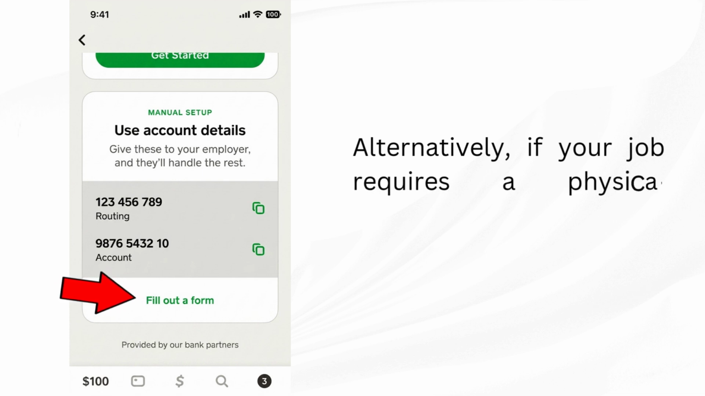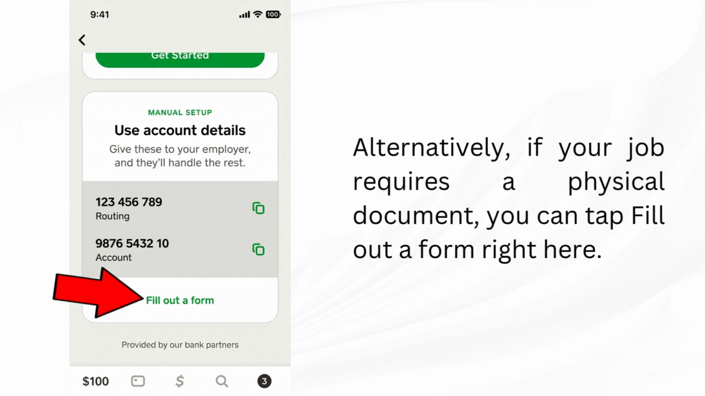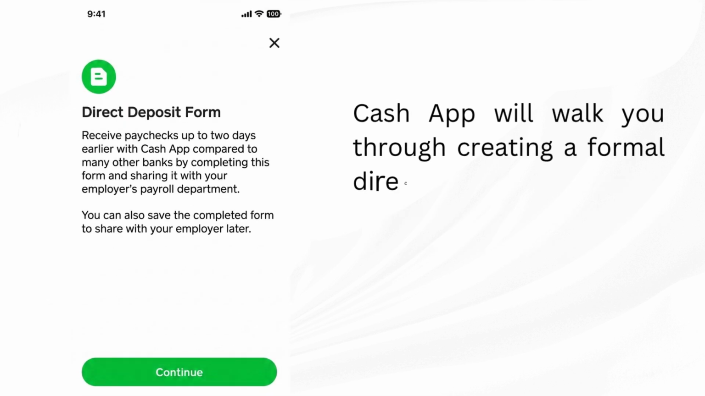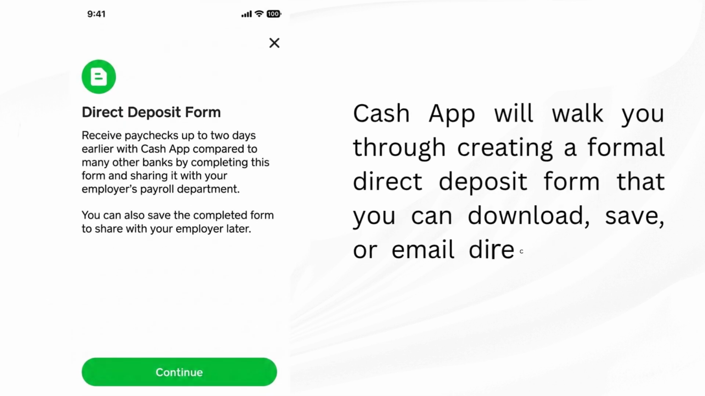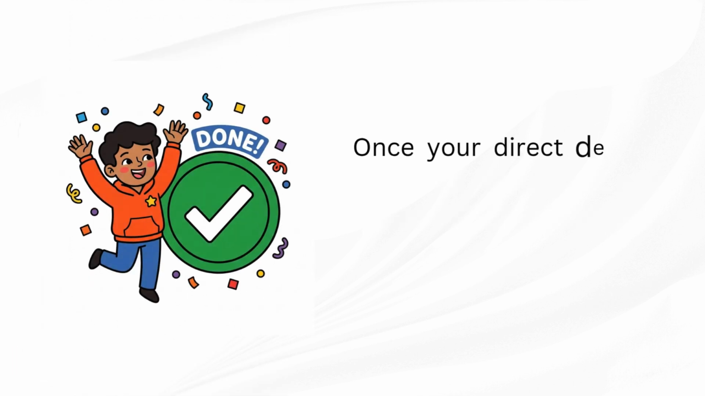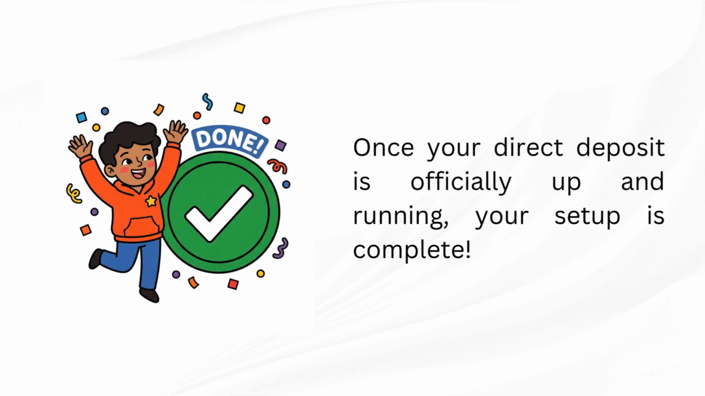Alternatively, if your job requires a physical document, you can tap Fill Out a Form right here. Cash App will walk you through creating a formal direct deposit form that you can download, save, or email directly to your boss. Just tap Continue and follow the quick prompts. Once your direct deposit's officially up and running, your setup is complete.